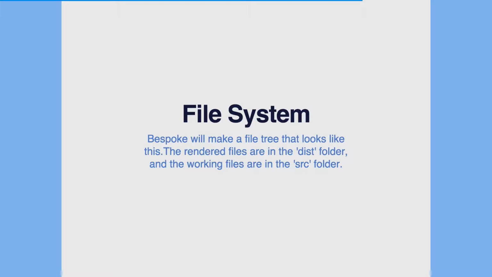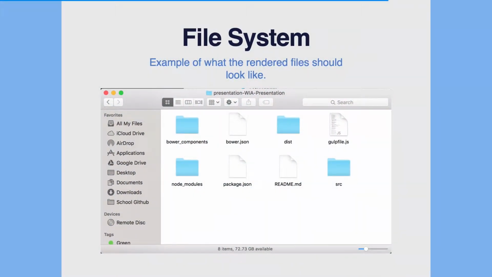Now, Bespoke will create a file system in the folder that you told it to. The rendered files will end up in the dist folder. That will be the final files that you would want to upload to your FTP or to GitHub. And the working files that are used to create the distribution files are in the source folder, the SRC folder. That file system looks like this on my computer.